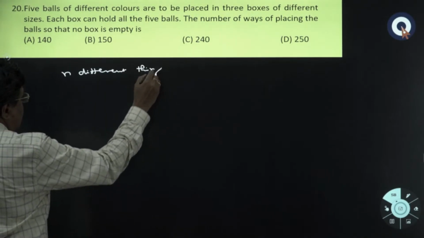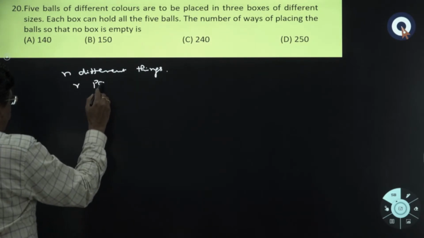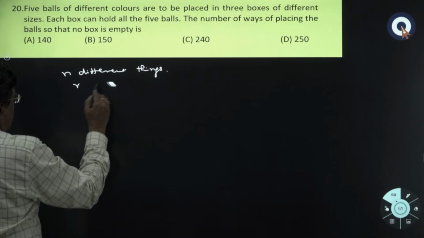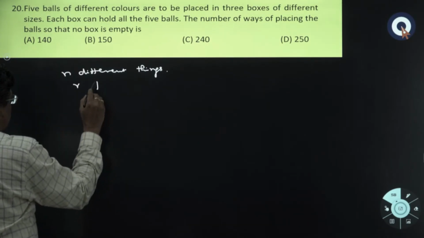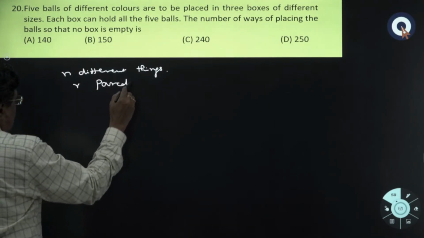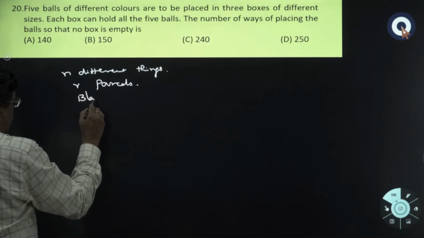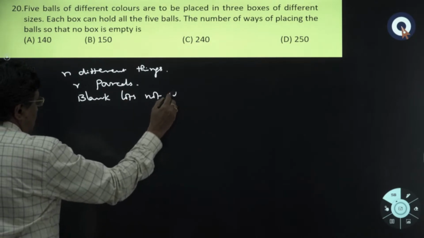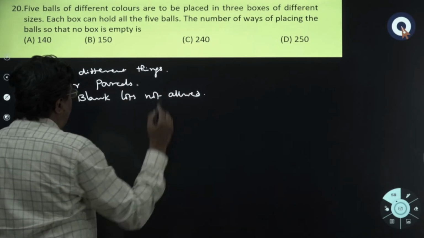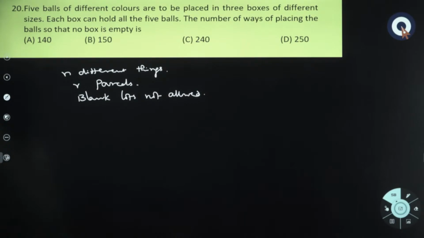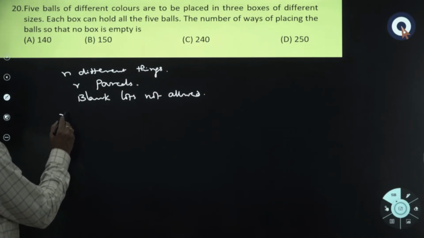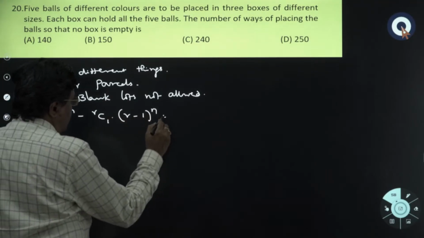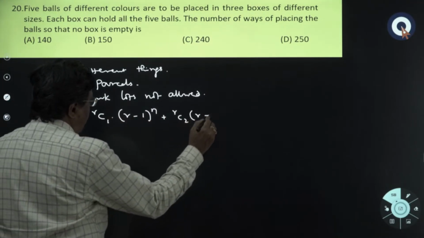or parcels, blank lots not allowed. N different things or parcels, blank lots not allowed. So, the formula is r power n minus rc1 into r minus 1 to the power of n plus rc2 into r minus 2 to the power of n and so on.